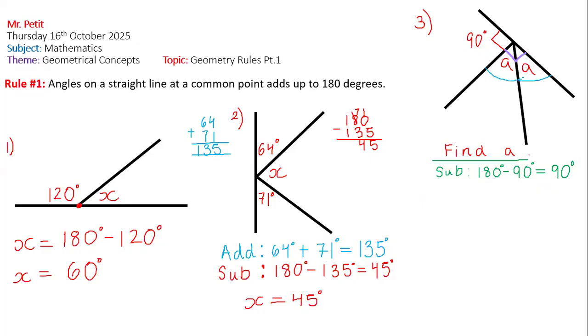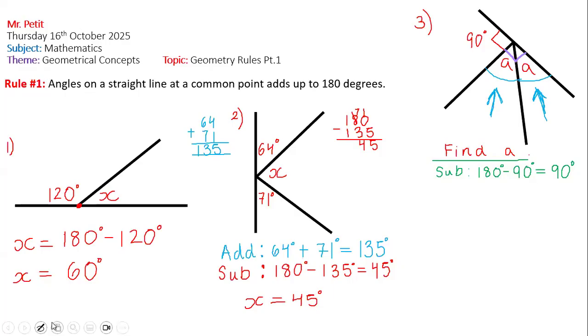But we don't want them together. We want to know what A is specifically. We know the whole thing is 90, so how are we gonna figure out A? Divide 90 by 2. Very good. Why are we dividing it by 2? Because there's two angles, two A's. Very good, because there's 2 A's.